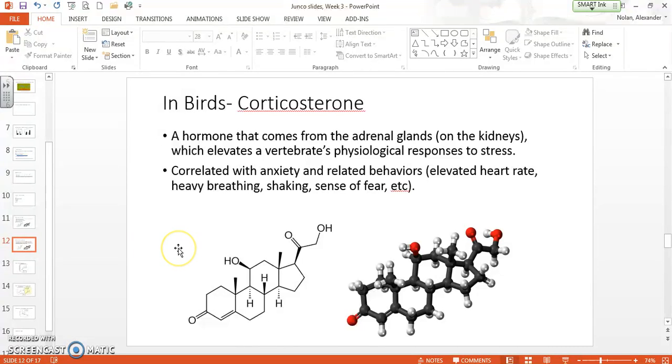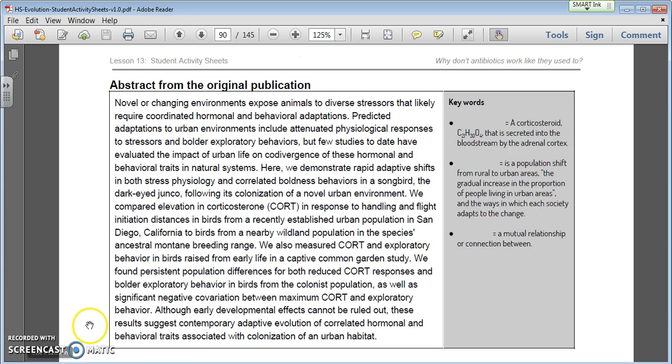I'll summarize it really quickly here, but there's a separate video on this. In your packet on the next page, you'll find an abstract from the original publication. And I'll summarize the abstract. Basically what they say is that they're interested in figuring out if there's a connection between corticosterone, this chemical, and boldness in birds, in our juncos.